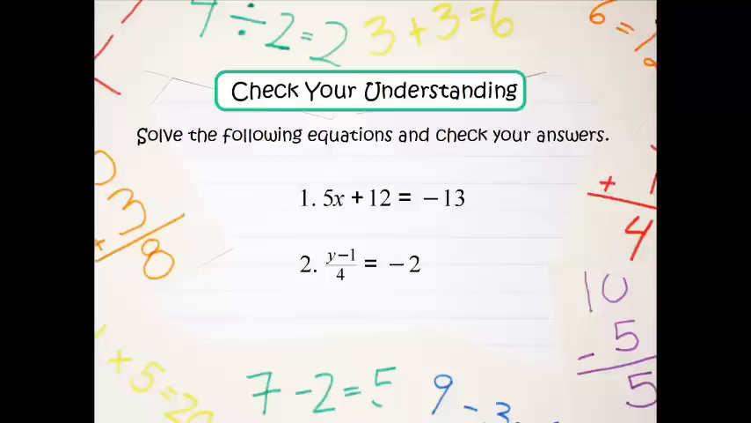The 5x plus 12 equals negative 13. This is a 2-step equation. And also y minus 1 over 4 equals negative 2. That's also a 2-step equation. On number 2, you're welcome to do it either of the 2 ways that I've showed you.